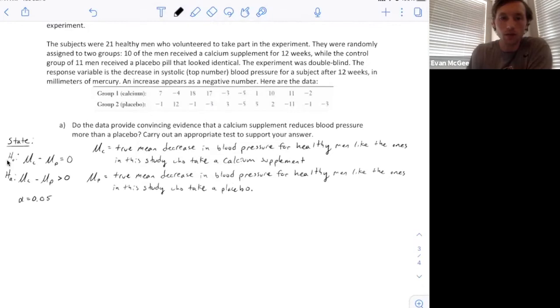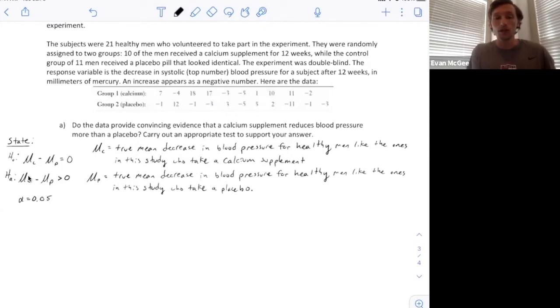So our null hypothesis is the mean of C, and you can see the mu of C is the true mean decrease in blood pressure for healthy men like the ones in this study who take the calcium supplement, and mu of P is the same thing, but for those who take the placebo. So our null is that there is no difference. So the subtraction equals 0.